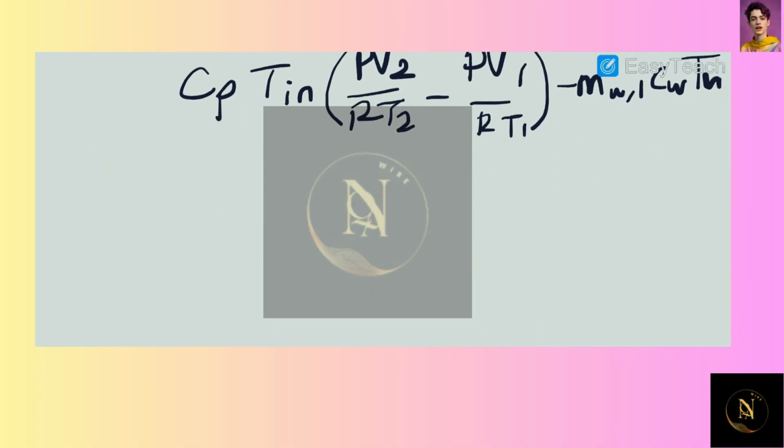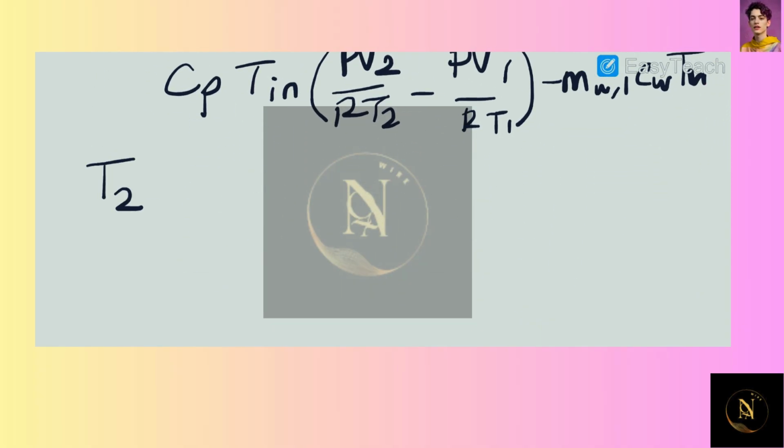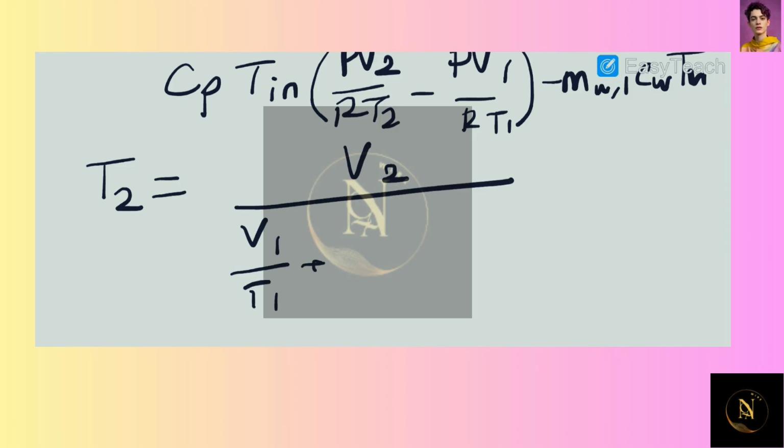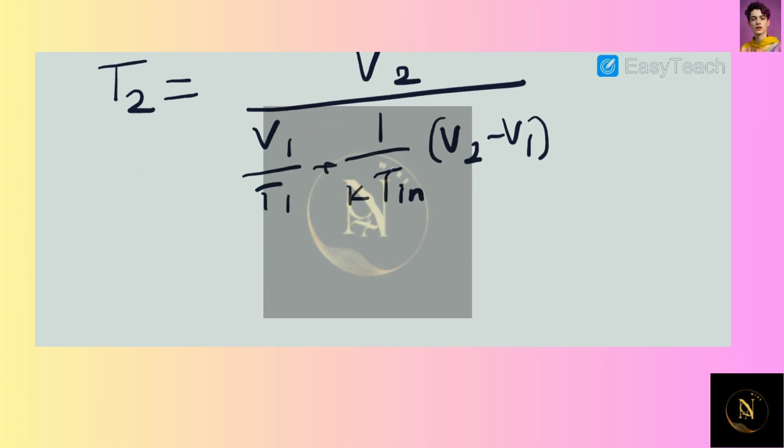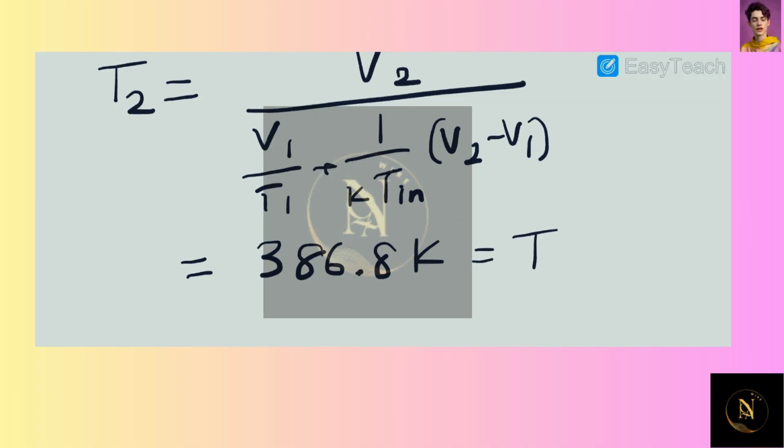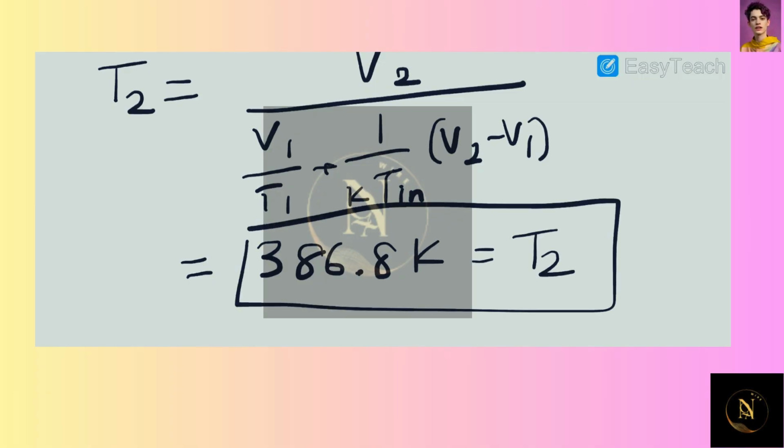Now we can just solve for T_2, and we'll see that the expression for T_2 is equal to V_2 over (V_1 over T_1 plus 1 over k times T_in times (V_2 minus V_1)). And after plugging in for all of these terms, we get a final temperature equal to 386.8 Kelvin. So that's the final temperature in the tank.